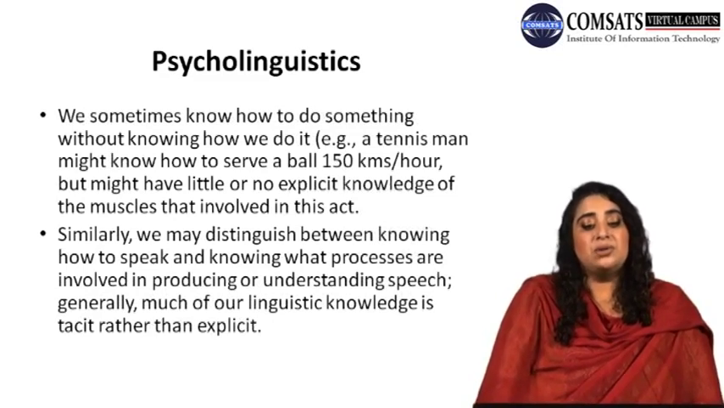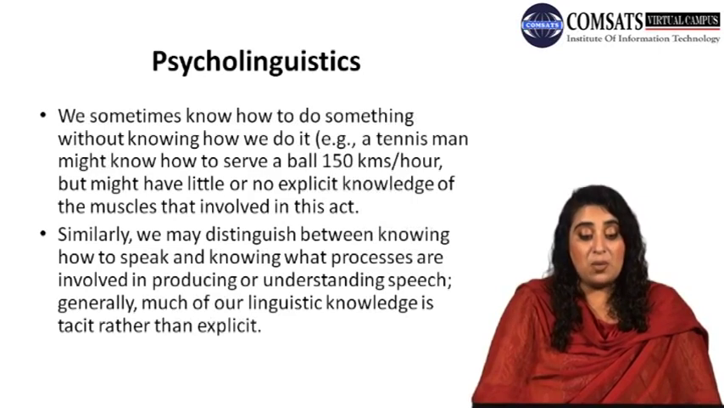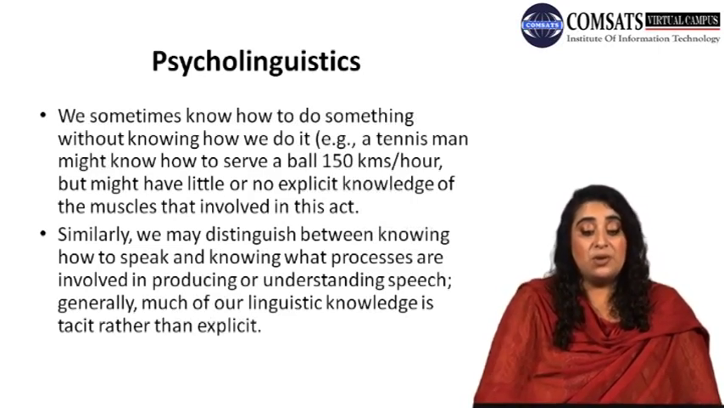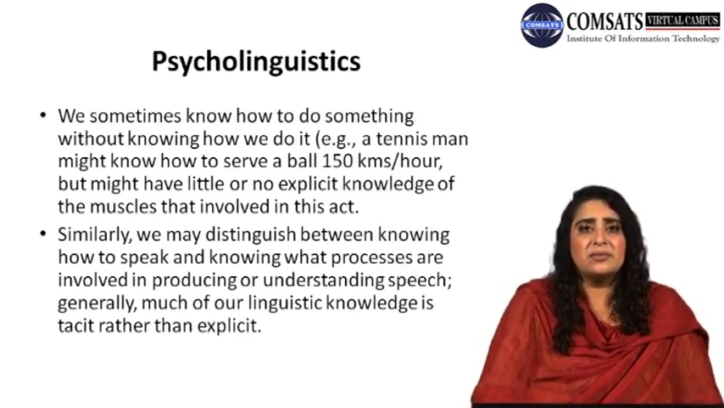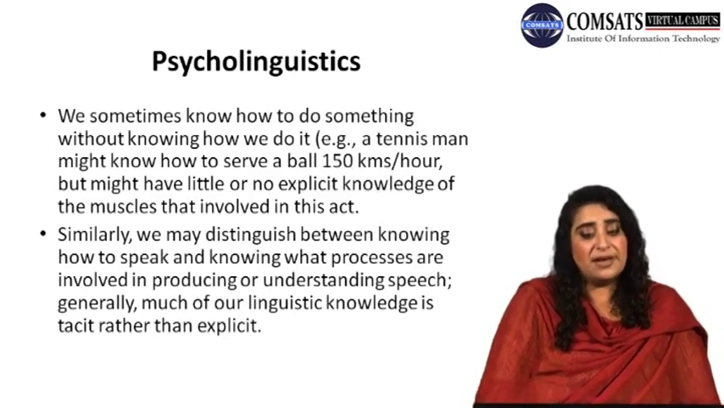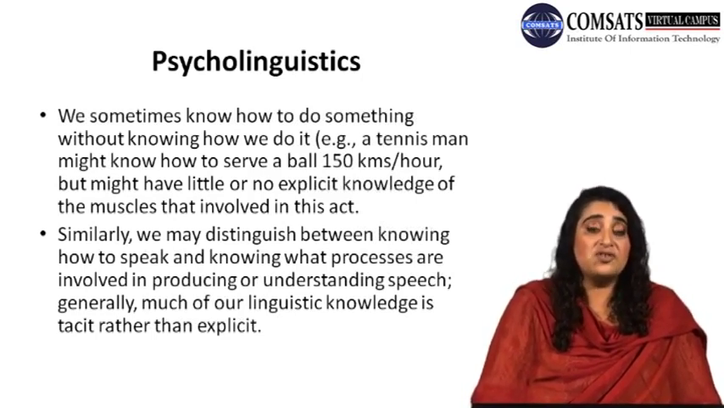We sometimes know how to do something without knowing how we do it. A tennisman might know how to serve a ball 150 kilometers per hour, but might have little or no explicit knowledge of the muscles that are involved in this act. That is, many times we do things without even knowing how we did them. We have the knowledge that we can do this, but we don't have the knowledge of how we can do it or what all is involved in it.